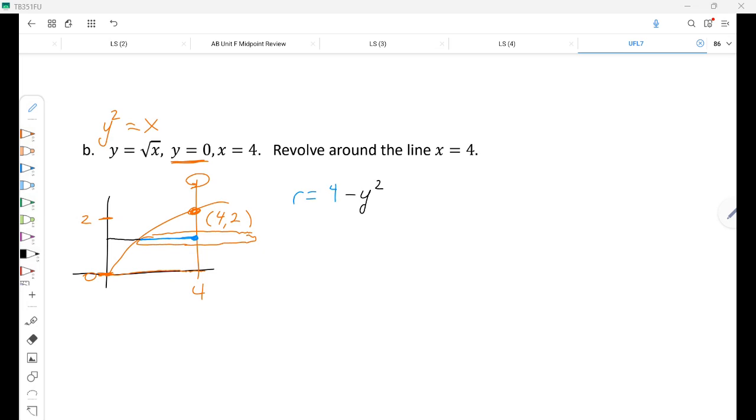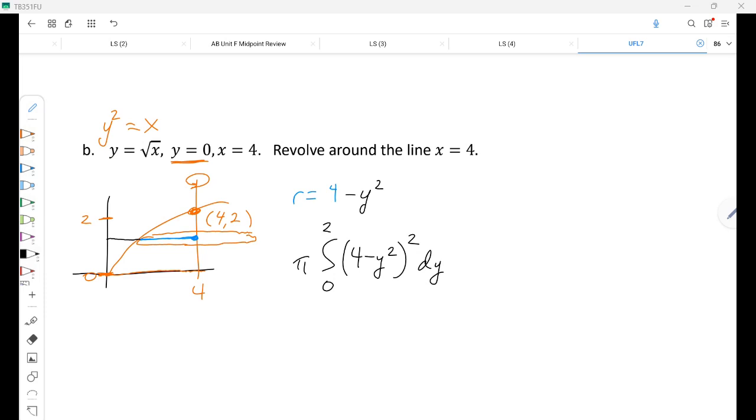So the radius of that disk that I showed is a big line, which is 4, minus y squared, because it's the function that's being removed from it. So we're ready to write our integral. Same idea. It's going to be pi, the integral from 0 to 2, perfect. 4 minus y squared, that's the radius, but squared, times the height, which is dy.